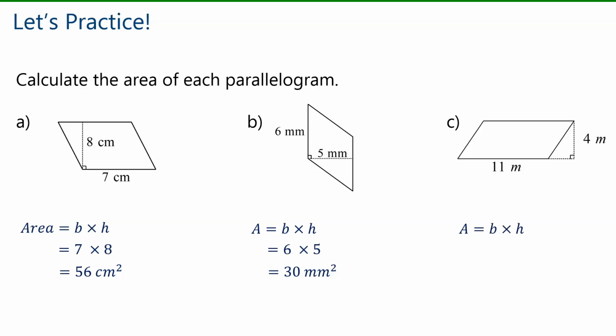Now for C, I see that the height is slightly outside of the parallelogram, which is okay. I can just multiply 11 and 4 together to give me an area of 44 square meters.